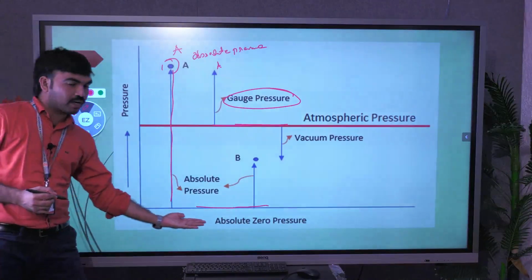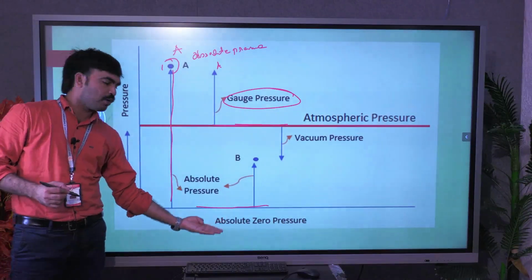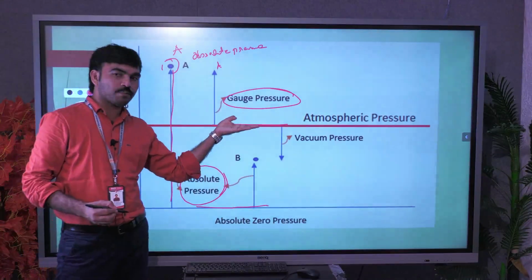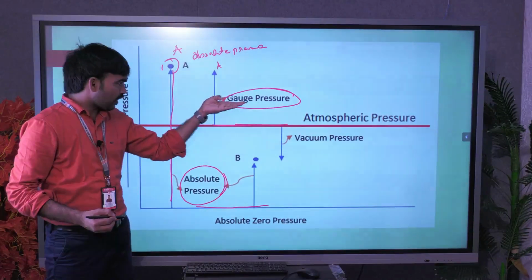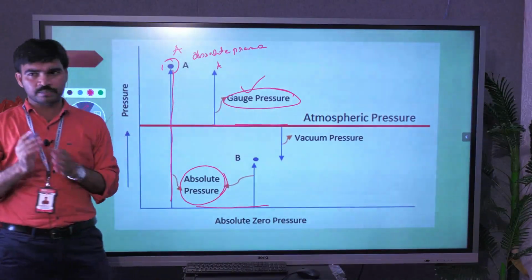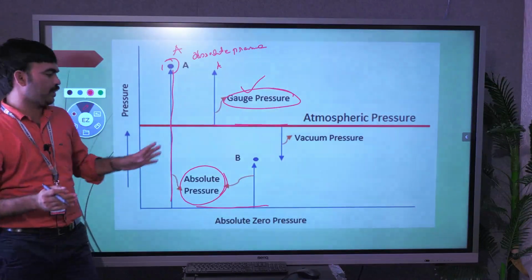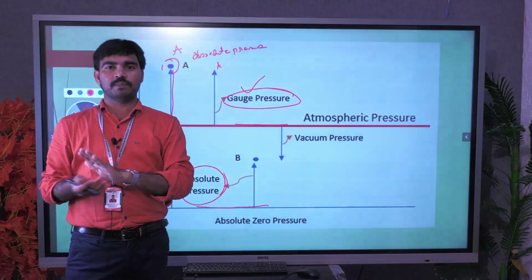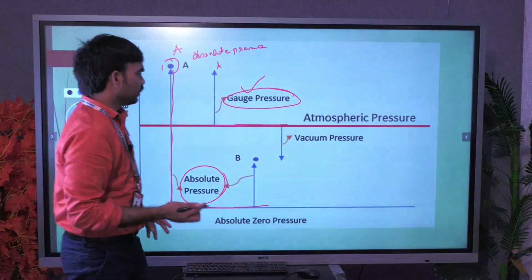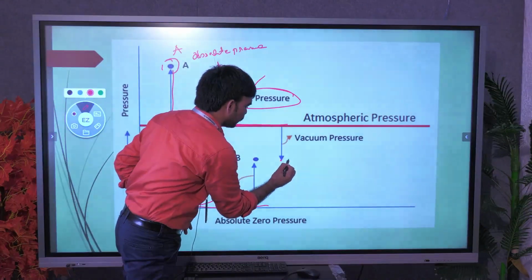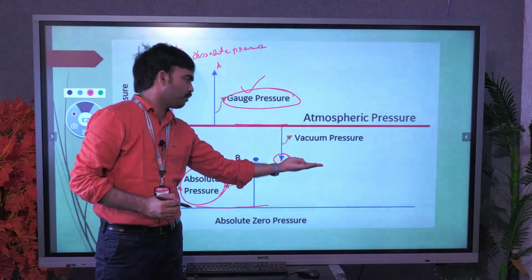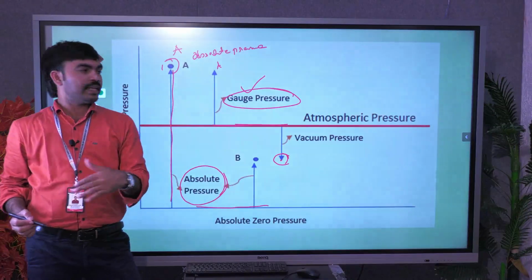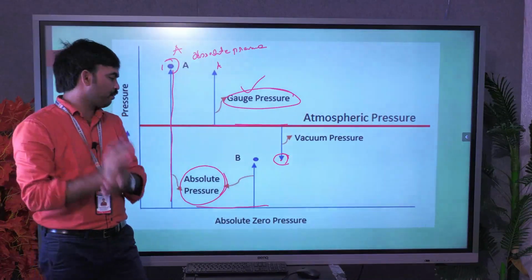So again I will tell you, if you consider absolute zero or absolute vacuum as a reference, that pressure is called absolute pressure. And if you consider atmospheric pressure as a reference, that pressure you can call a gauge pressure. The gauge pressure is measured with the help of some pressure measuring instruments. Now what is vacuum pressure? The pressure measured below the atmospheric pressure, that you can call a vacuum pressure.